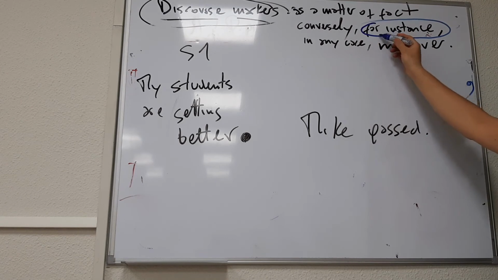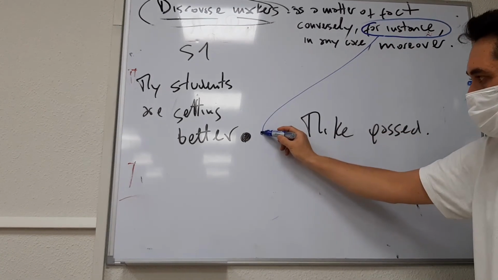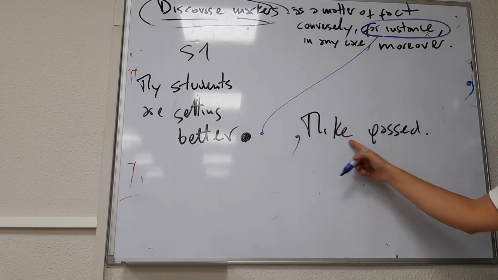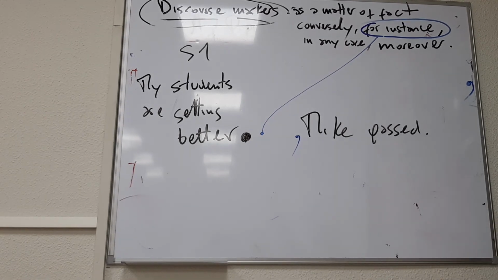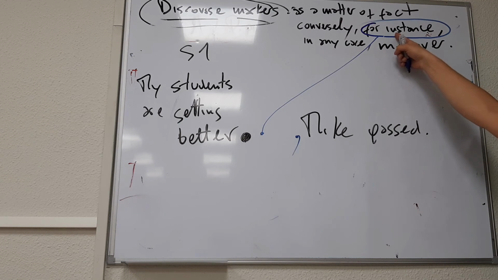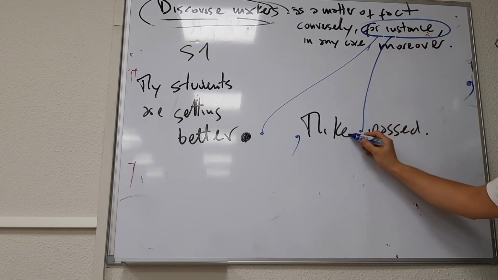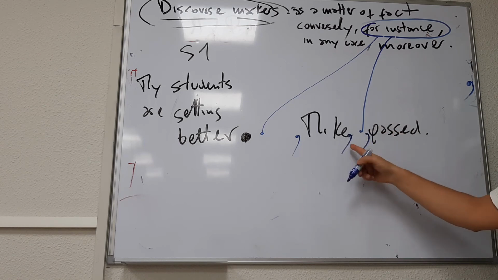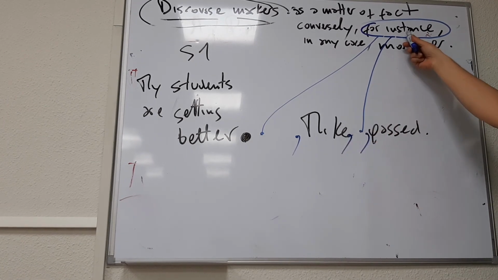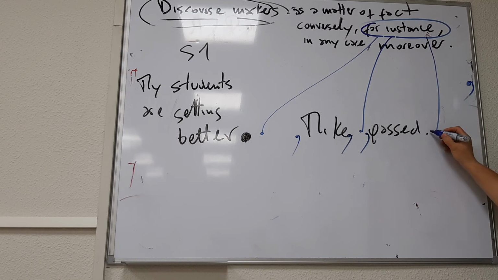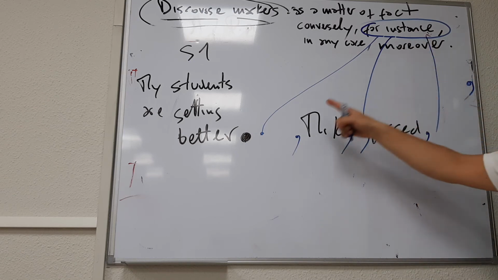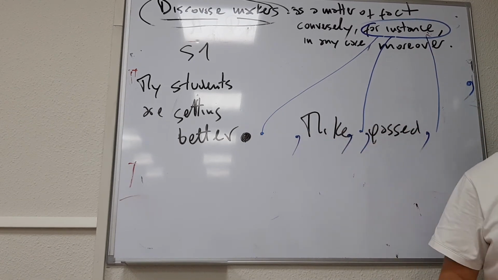So, for instance, may go at the beginning. "For instance, Mike passed." Any other position for instance? "Mike, for instance, passed," between commas. Very good. Another position: "Mike passed, for instance." So, as you can see, 3 positions for instance.